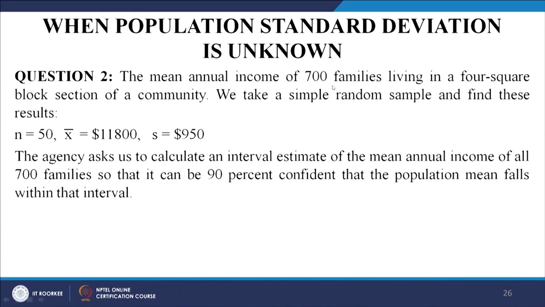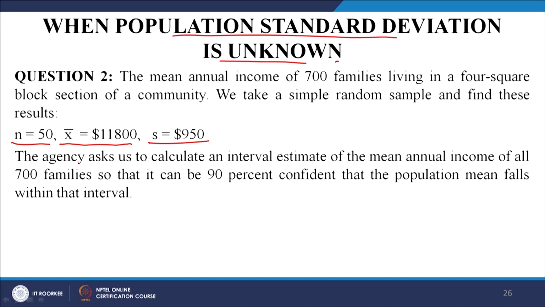The mean annual income of 700 families living in a 4 square block section of a community. We take a simple random sample and find the results. So, what it is saying, there are 700 families in a locality and we have taken just 50 people out of it as the sample. So, n is 50, out of the 700 I have taken 50 people as my sample. The sample mean x bar is equal to $11,800. The sample standard deviation is 950. Here the population standard deviation is unknown to us.